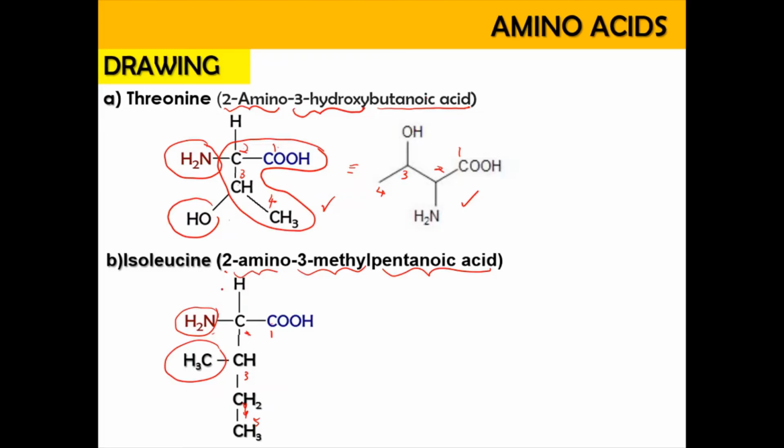Okay, at the same time, you can draw the skeleton structure. It doesn't matter as long as the concept is true. So we have 1, 2, 3, 4, 5. At carbon number 3, we have a methyl group, and at carbon number 2, we have the amino group. Okay, so it's still the same meaning, which is 2-amino 3-methyl pentanoic acid.